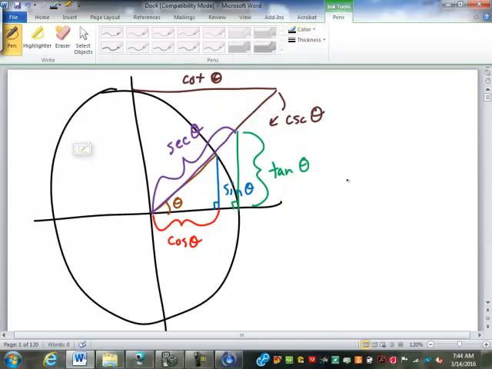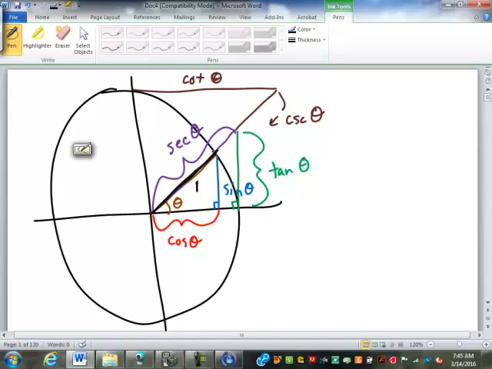Secant and cosecant always go through the circle. They always go past the radius. Remember, this radius from here to here is exactly 1 unit. So sine and cosine are always inside the circle, so they're always less than or equal to the radius. They're between -1 and +1.